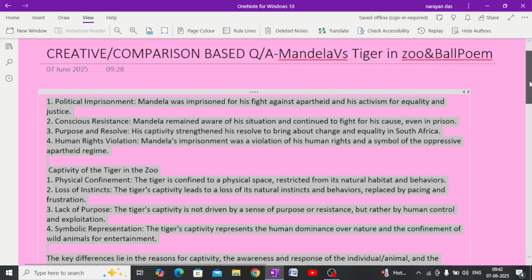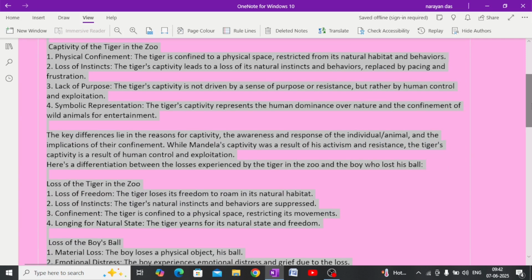So it shows human domination over nature. The key difference lies in the reason for captivity. So the first difference between Mandela's captivity and tiger's captivity is the reason. Mandela was captivated for the reason of oppression, but the tiger was captivated for the reason of entertainment and exhibition for human beings. While Mandela's captivity is a result of his activism and resistance, the tiger's captivity is a result of human control and exploitation. The cause of Mandela's captivity was resistance against the white rulers, but the tiger's captivity was just for human power and control over beasts and nature.